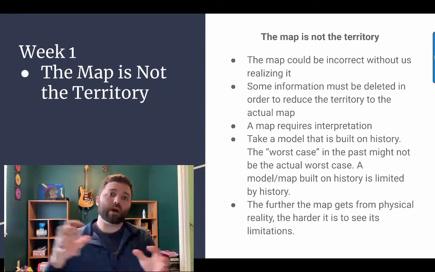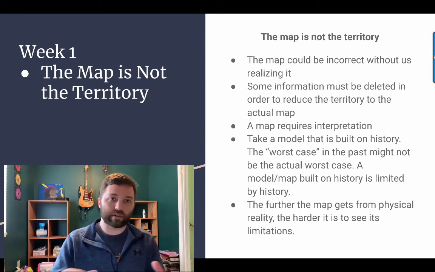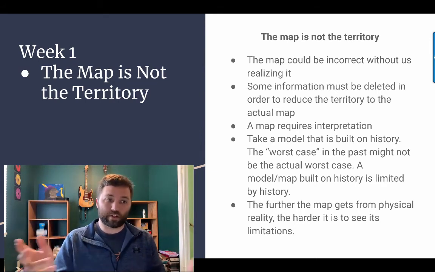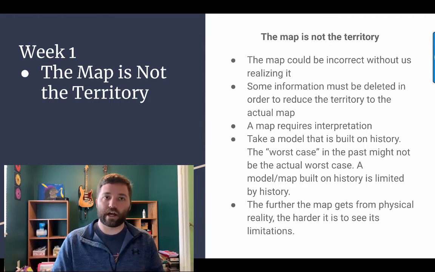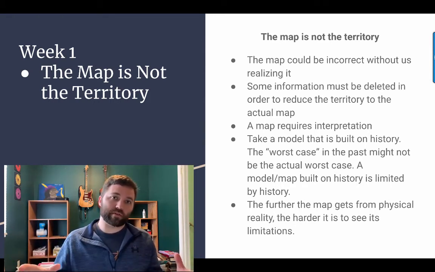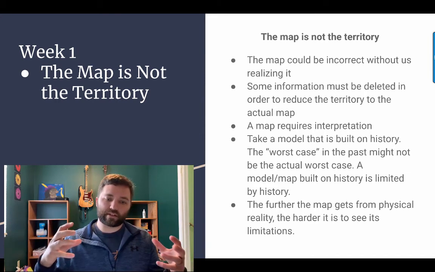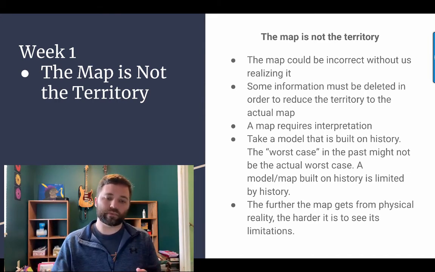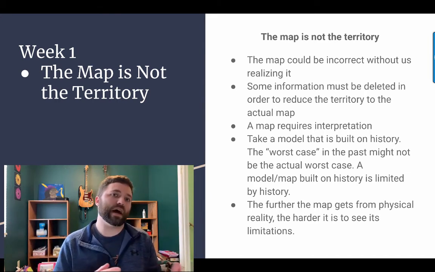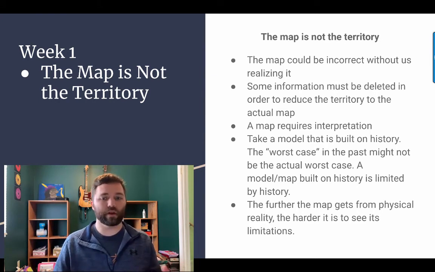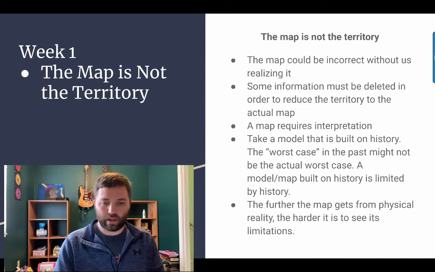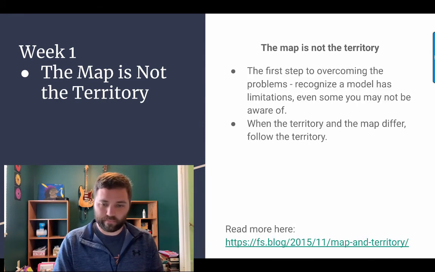If we get more abstract, to the societal level, like the situation we're in right now, where we're trying to predict how this disease is going to spread throughout society, it gets harder and harder to see its limitations, and the map is going to have more limitations the more complex the situation is. So you just want to keep that in mind as well when you're thinking about this.